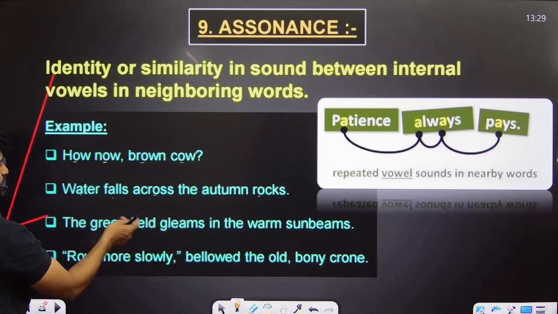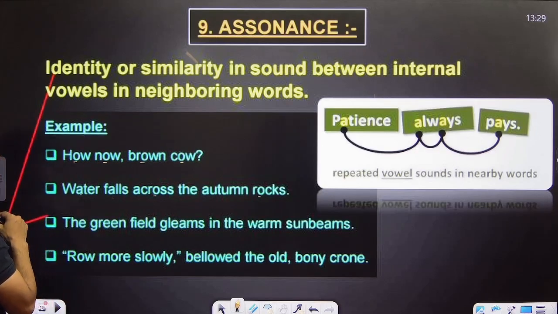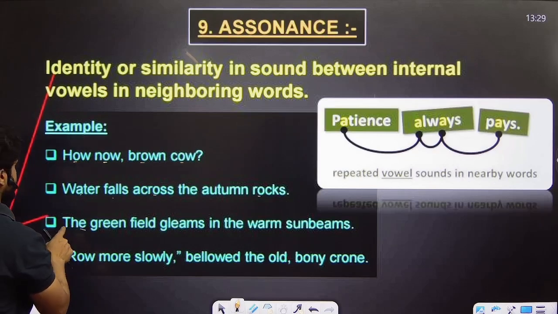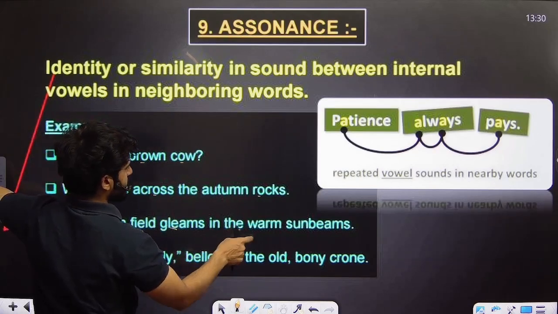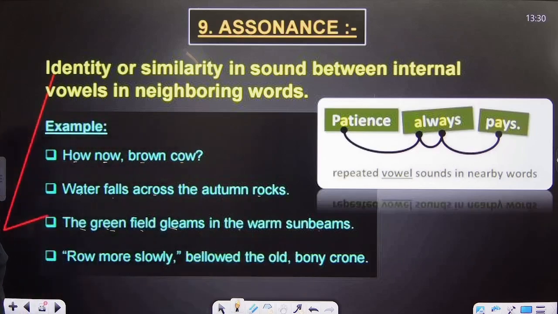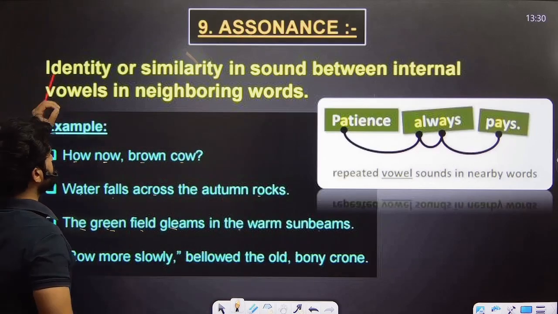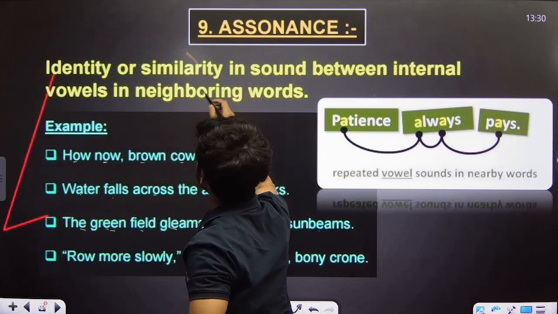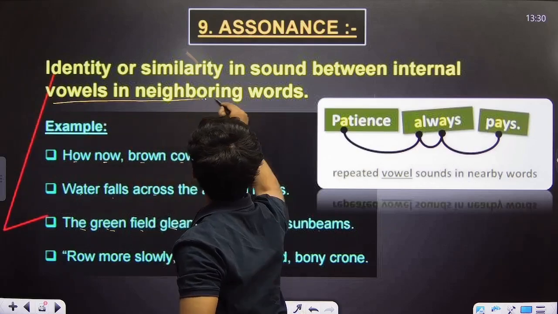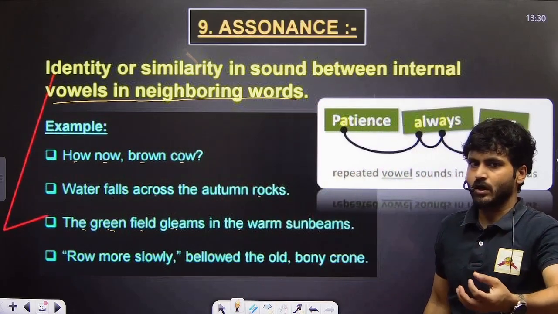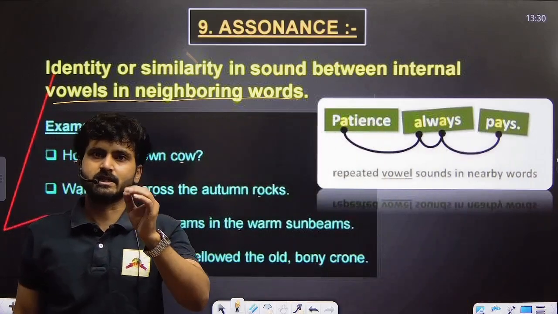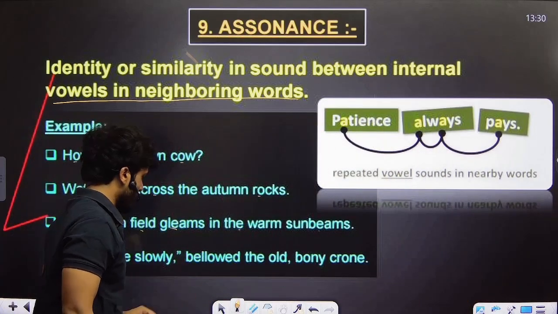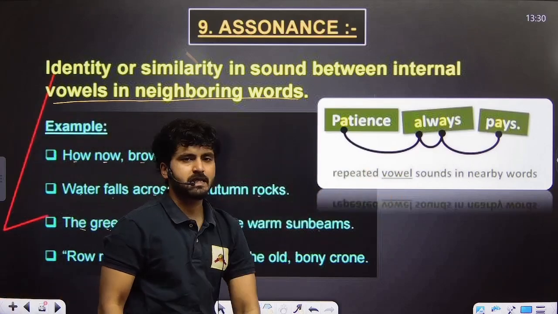So the green field gleams in the warm sunbeams. Here green, G you are observing, not G, E. G is not your vowel. Whatever things you are observing in the form of E, they all are assonance. Whenever you have the similarity of sound in the internal vowels in neighboring words, repetition of the sounds of the internal vowels in neighboring words, you are going to keep them under assonance. Got it? To keep it simple, you can learn repeated vowel sounds in nearby words.